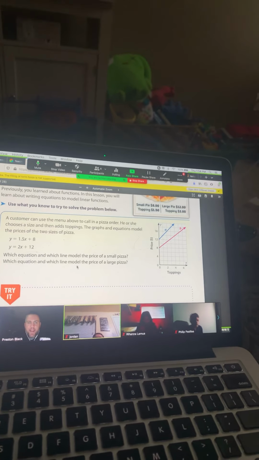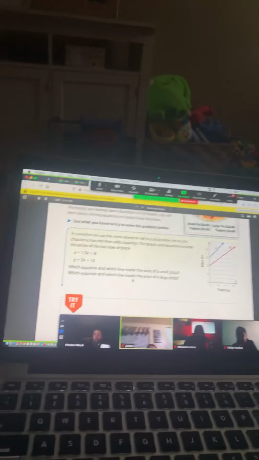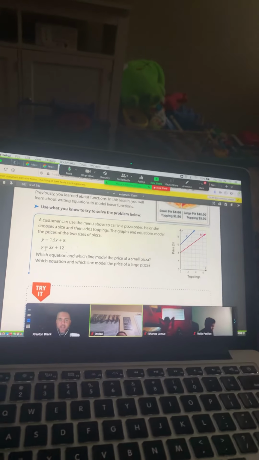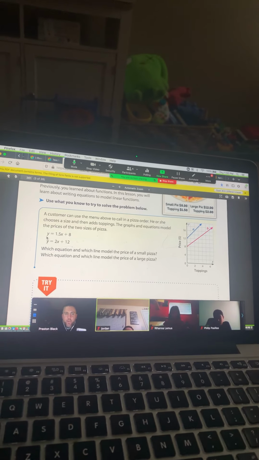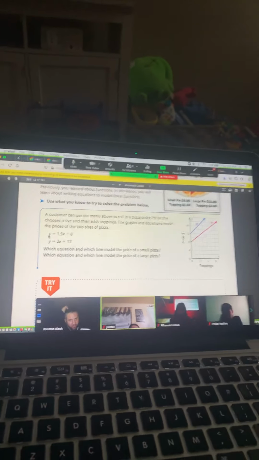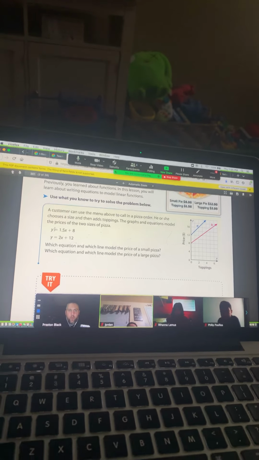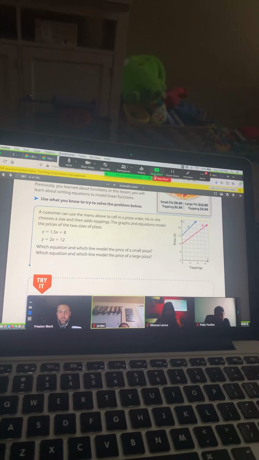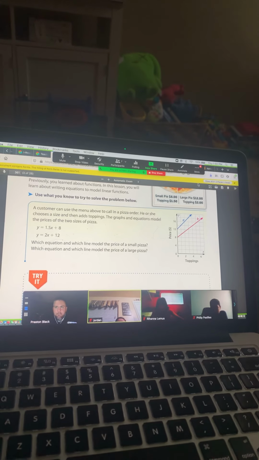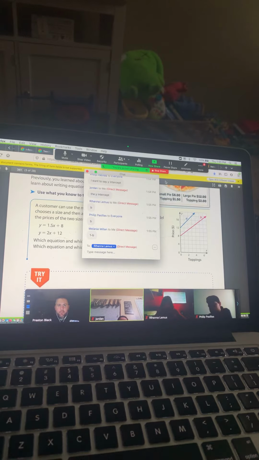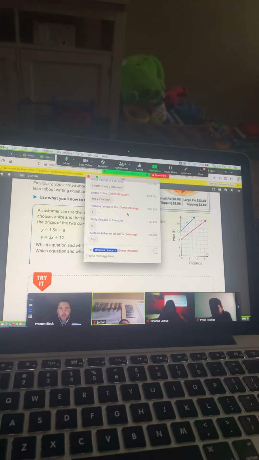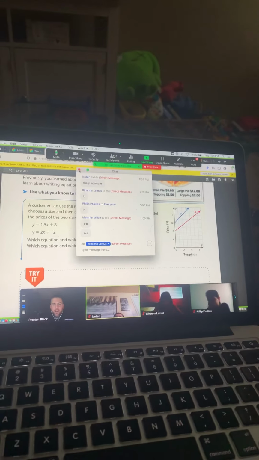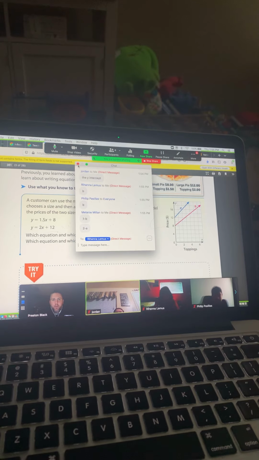So, go ahead and tell me now in the chat which line goes with, or which equation goes with A and which equation goes with B. Just tell me, the first equation's 1, the second equation is 2. So which one does 1 go with? Does it go with A or B? 1.5x plus 8, does that go with A or B? Good, it goes with B. So that means that 2 would have to go with A.